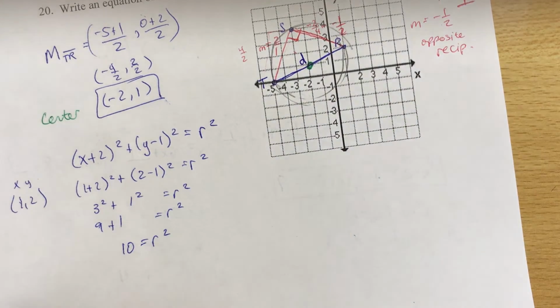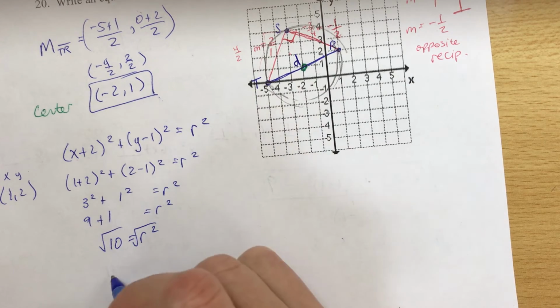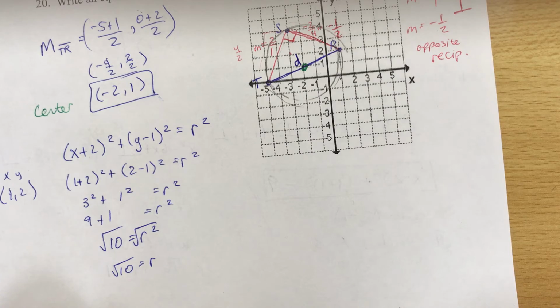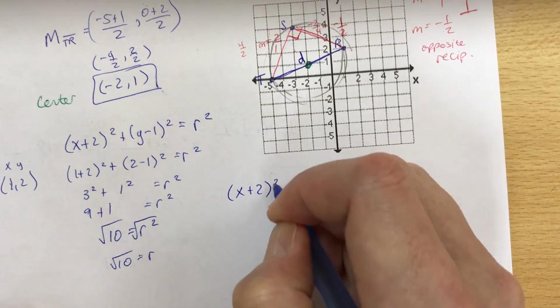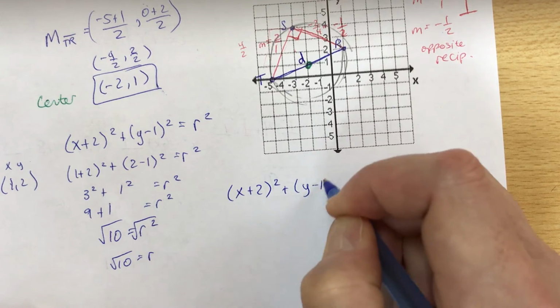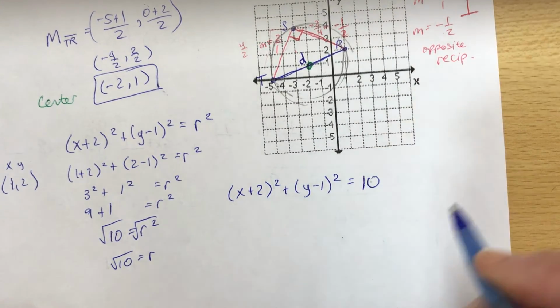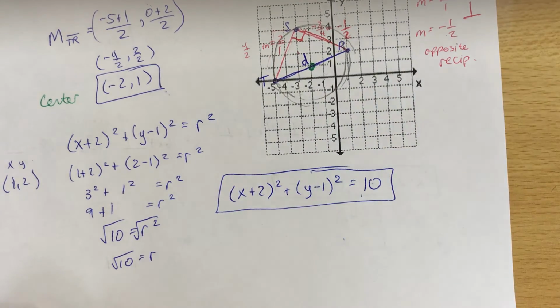Now for the equation, I'm actually done. If you want the radius, you would take the square root of 10, which is close to 3, a little bit more than 3. But the equation, x plus 2 squared plus y minus 1 squared equals 10. R squared is equal to 10. That is the equation of the circle.